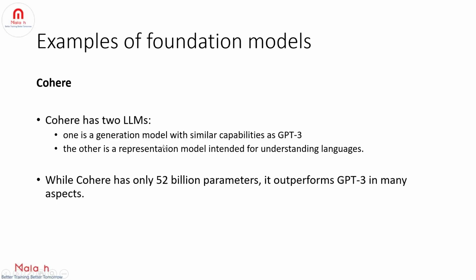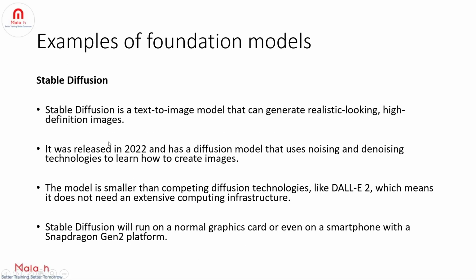One is a generation model with similar capabilities as GPT-3, and the other one is a representation model. This is intended for understanding languages, right? While Cohere has only 52 billion parameters, it can outperform GPT-3 in many aspects, and you can explore more. And the next foundation model is Stable Diffusion, right? It is a text to image model that can generate realistic looking high definition images, right?